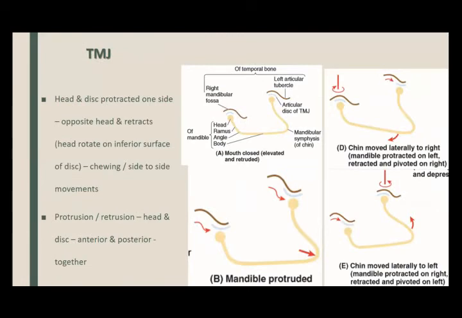Now what happens? अब there is another situation. ये normal है, mouth closed at rest position ये दिखाई दी. Now there is another situation while you are chewing, चबाते हैं जब. In that case, the head and the articular disc of one side is protruded, and the head and the articular disc of the other side is retracted. एक side की head of the mandible anteriorly move करेगा, दूसरी side का opposite side का posteriorly move करेगा.